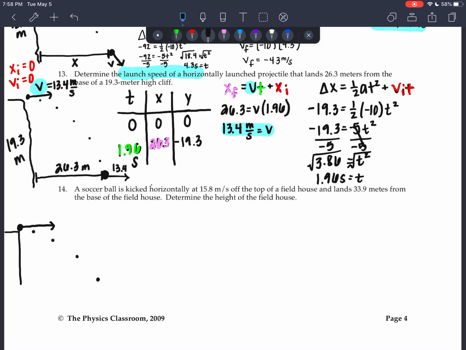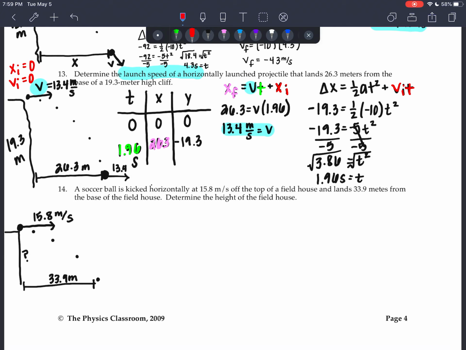So I'm going to fill in my information. I know that it gets launched at 15.8 meters per second. And I know that when it hits the ground, it is 33.9 meters away from the base of the house. I do not know how tall the house is, though. That is an unknown.